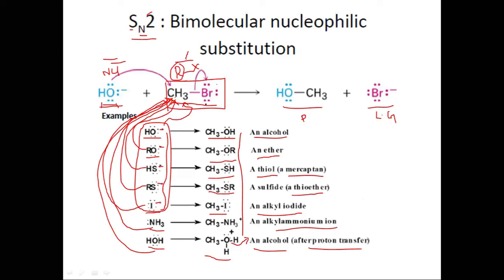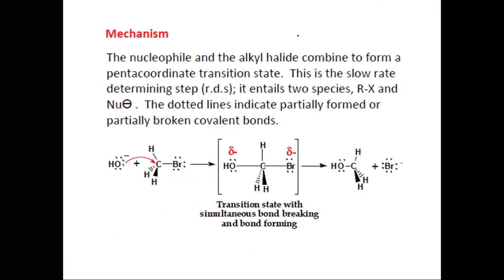Okay. So now let's move on to the mechanistic part involved during this SN2 mechanism. The nucleophile and the alkyl halide combine to form a pentacoordinate transition state. As one of you said, the SN2 needs to proceed via transition state formation before moving to the product formation stage. The nucleophile is this one, and the alkyl halide combines with it to form a pentacoordinate transition state. So this is actually a transition state.